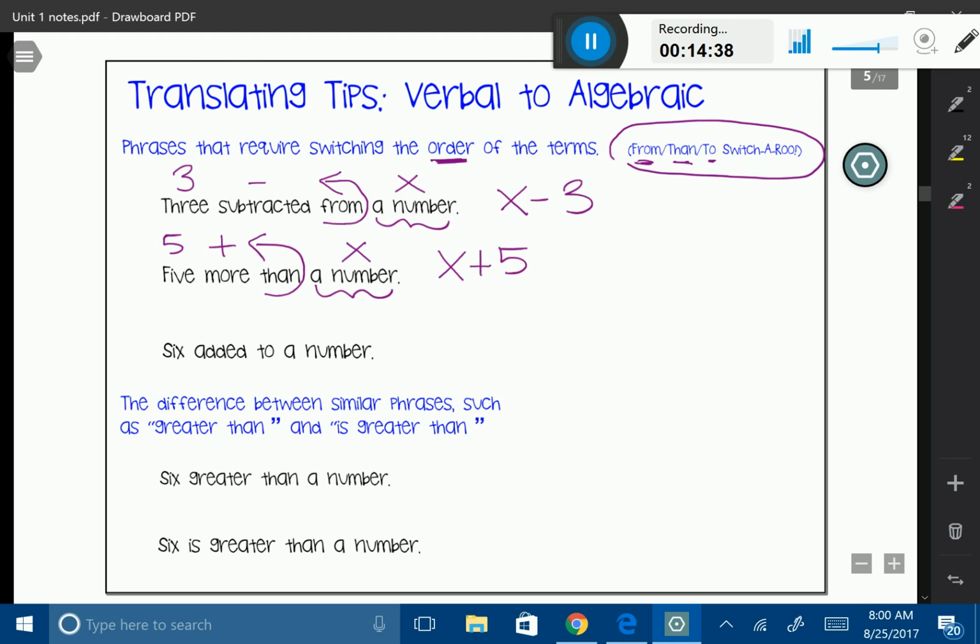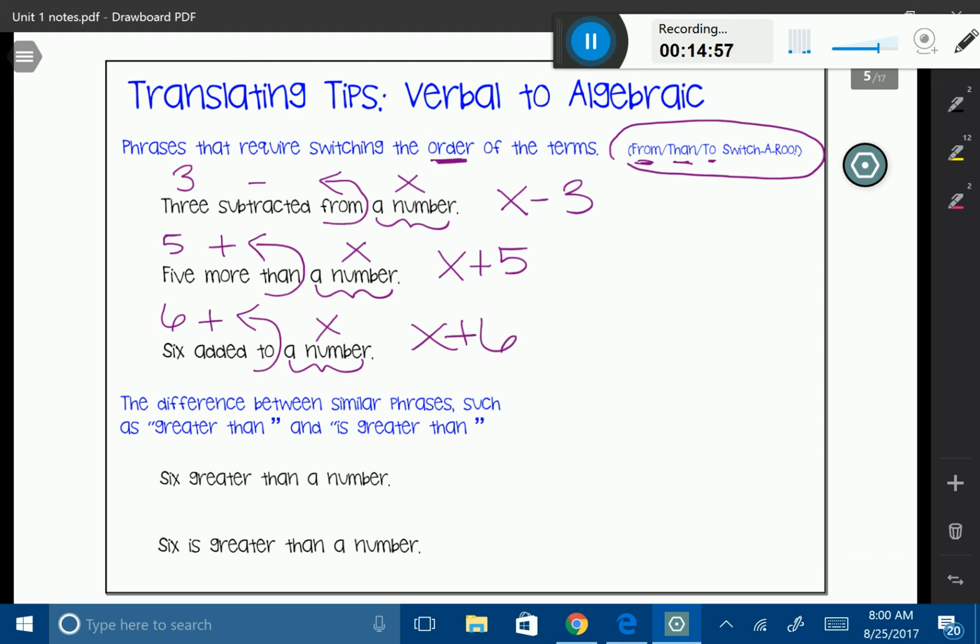And then the last one, 6 added to a number. 6 added to, that's my switcheroo word, right? From, than, to, switcheroo. So I have to switch it around. x plus 6. All right, we're almost done with the tricky ones.